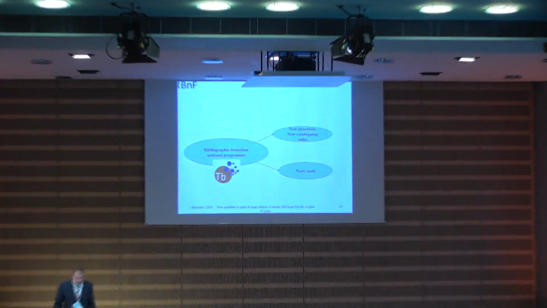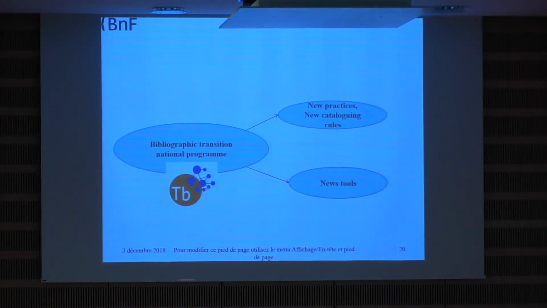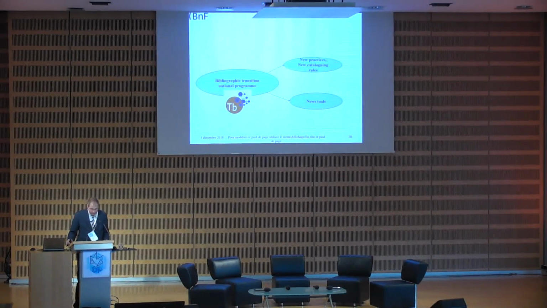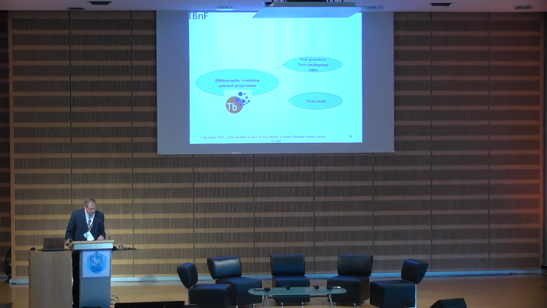This program has two branches. The first branch is to implement new cataloging rules. The second branch is to develop new tools which enable the new cataloging rules to be used. And there is even a third branch, which is training. Also a very important point.